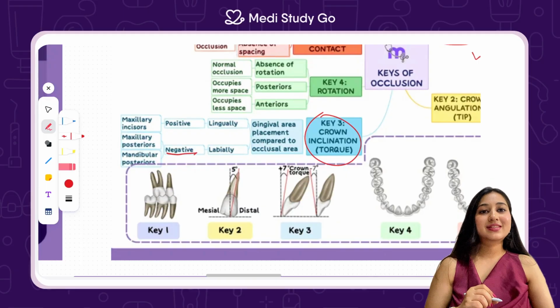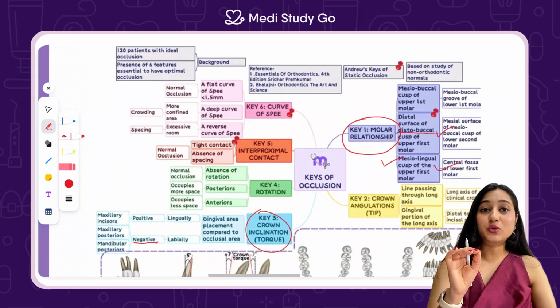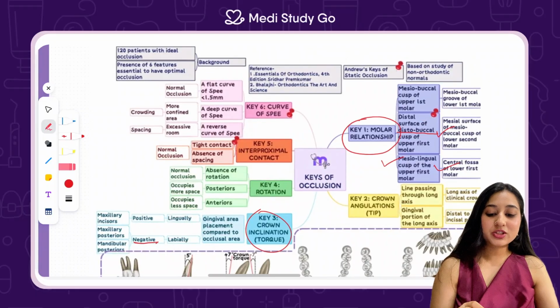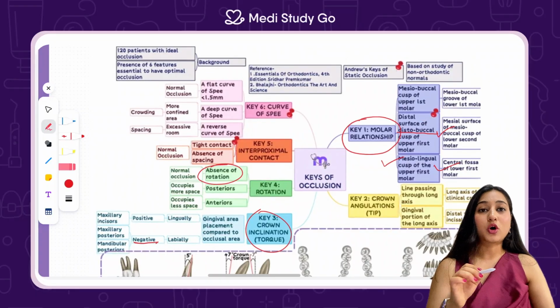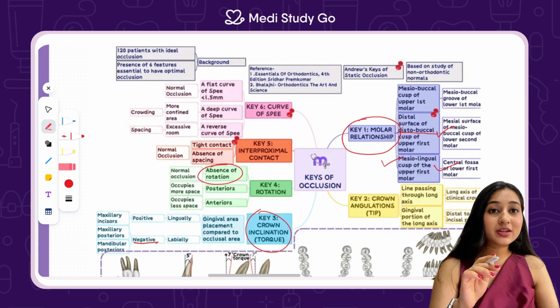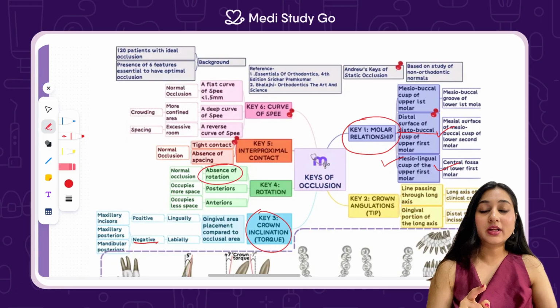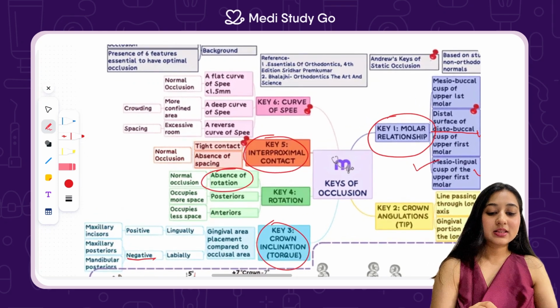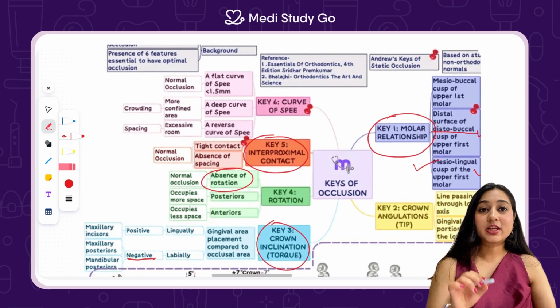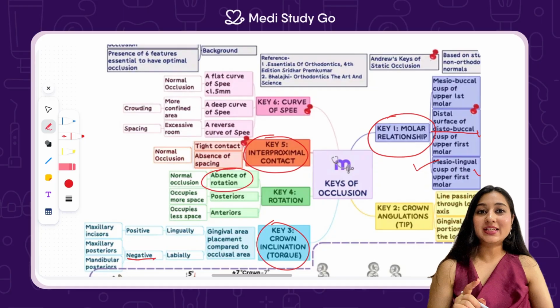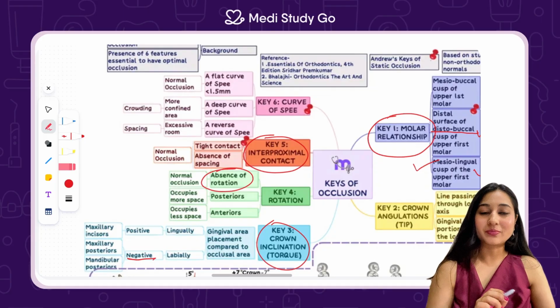crown torque is seen. Next is the rotation. Absence of rotations should be observed for a normal occlusion. Posterior teeth when rotated occupy more space. Anterior teeth when rotated occupy less space. Next is the interproximal contacts. They should be tight and there should not be any spaces in a normal occlusion.